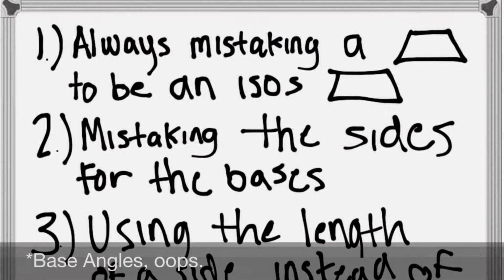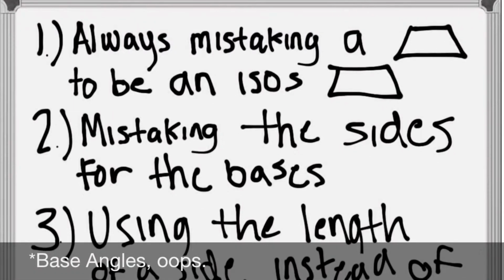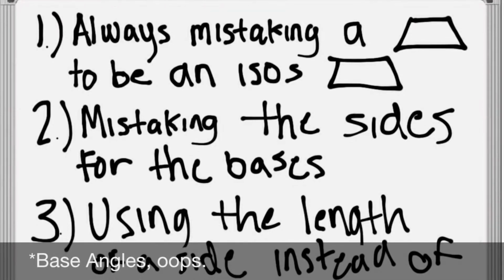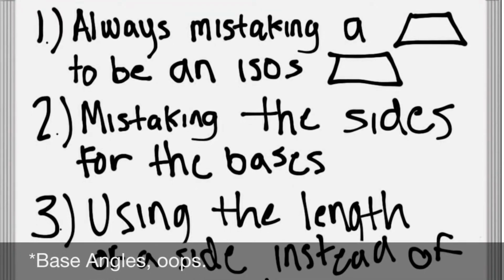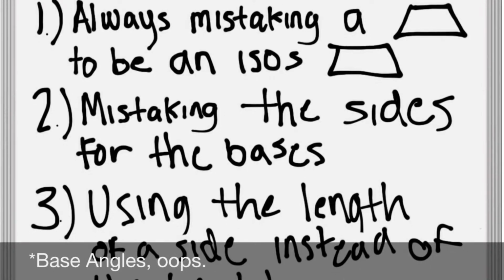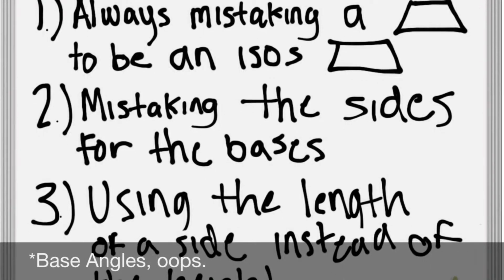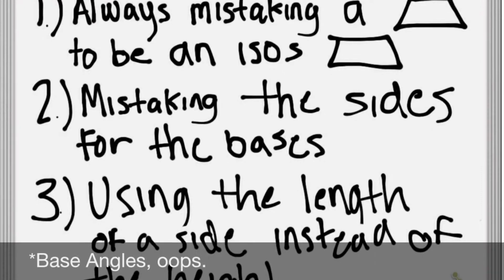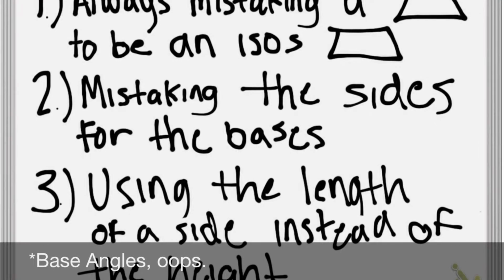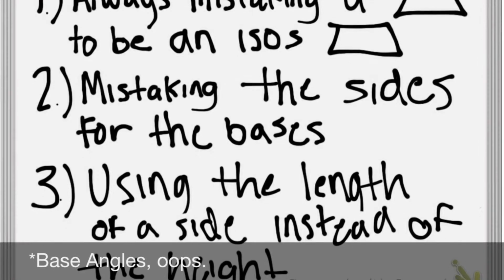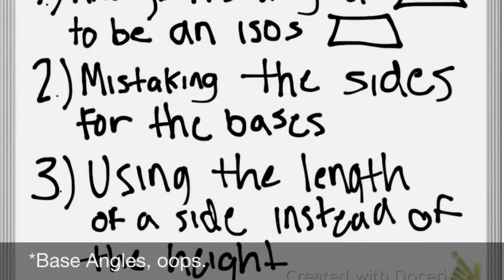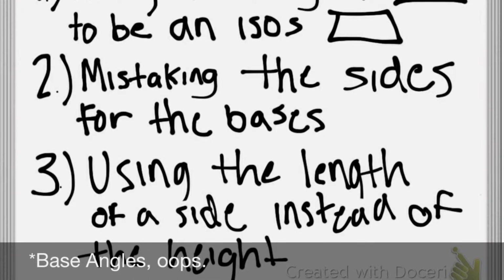Trouble spots for trapezoids. Number 1. The most common misconception about trapezoids is that they always look like an isosceles trapezoid, in which the diagonals, legs, and bases are congruent. However, for a quadrilateral to be a trapezoid, it just needs to have one pair of parallel sides. Number 2. The second most common mistake beginner geometry learners make is that they mistake the sides for the bases. In order to find which pair of sides are the bases, just look for the parallel sides.